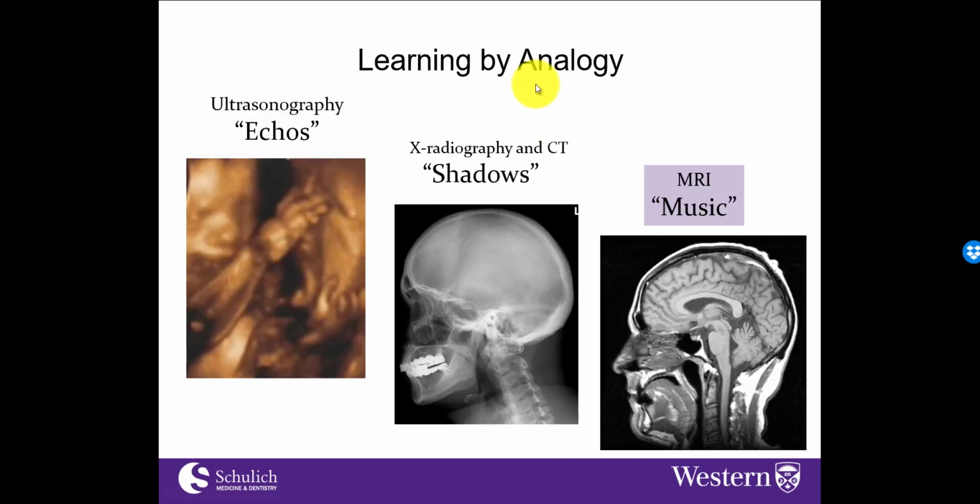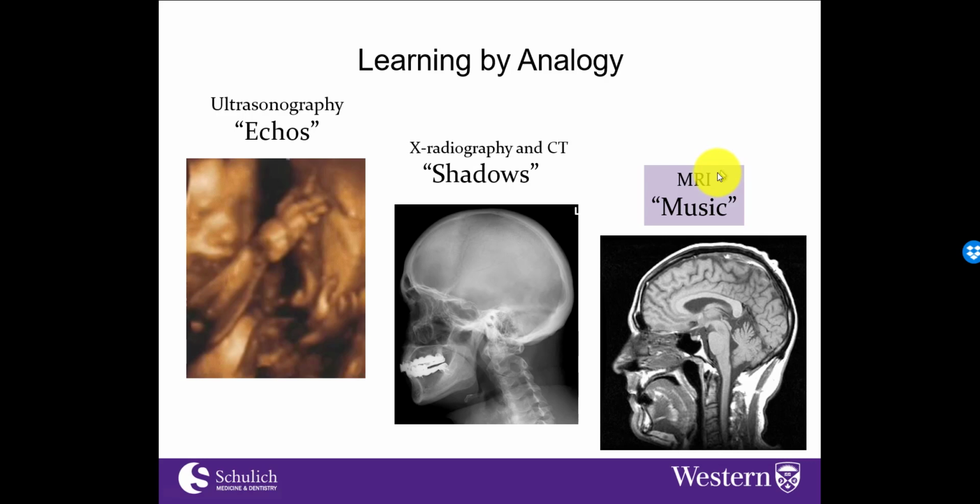Instead, we will learn by analogy. This is not new to medical imaging. We think of ultrasonography as echoes, for example, of this child prenatally imaged. You see the face, you see the arm, you see the fingers here. We think of X-radiography and also CT scanning as shadows produced by X-rays that either transmit through or are stopped by the tissues in the body.